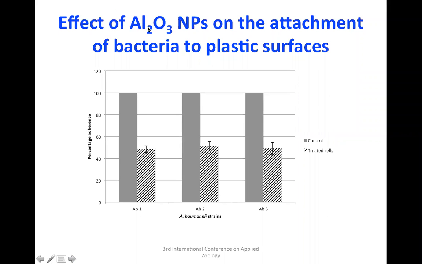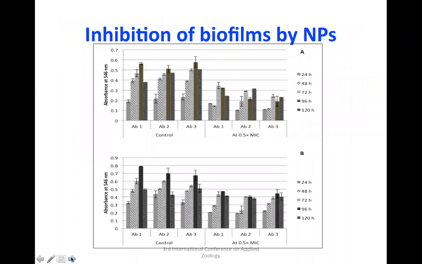This figure shows the effect of nanoparticles on adhesion of bacteria to plastic surfaces, and you can see that when control cells were compared with treated cells, there was significant inhibition in percentage adherence to plastic surfaces. Inhibition in the three strains was around 48 to 51%, and maximum inhibition was observed in Acinetobacter strain AB2, where around 51% inhibition in attachment was observed.